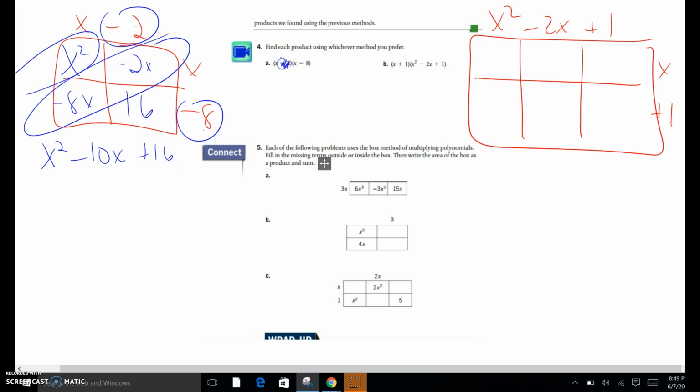If you do FOIL, you're going to get the same thing. If you cross this off or cover it and distribute that guy, and then you erase that, and then you cross off the other guy and distribute this guy, and collect like terms, you should get the same answer as well. So any of the methods I talked about earlier still work. All right, let me look at this one. I like the box because it works for really big things.